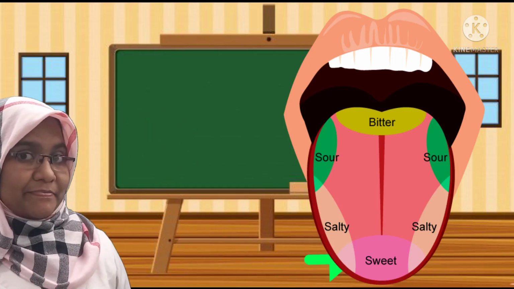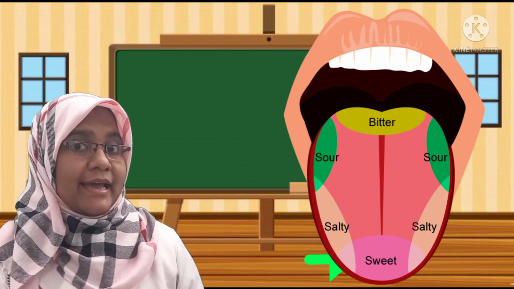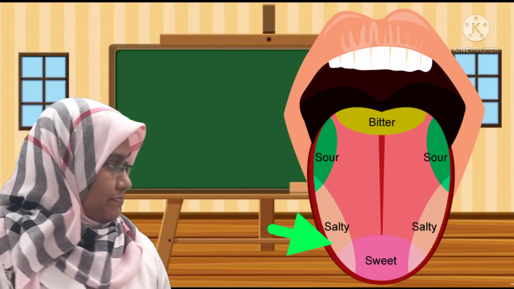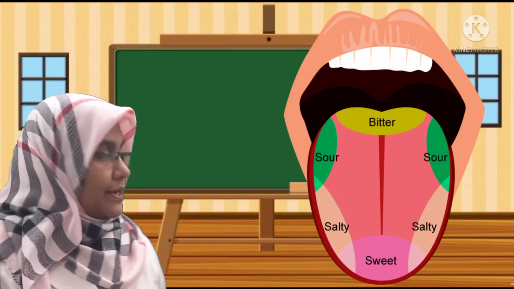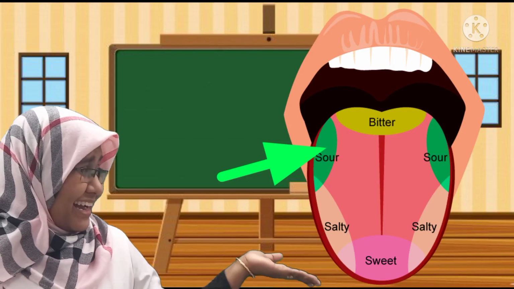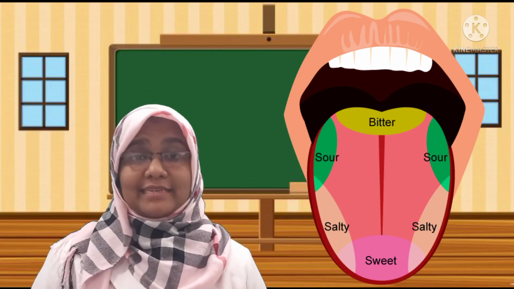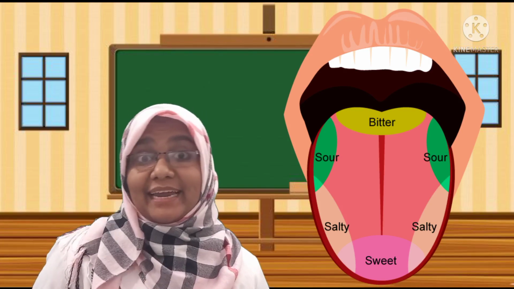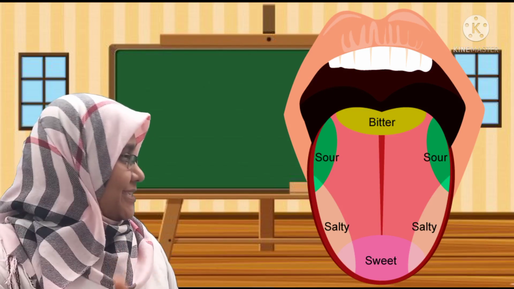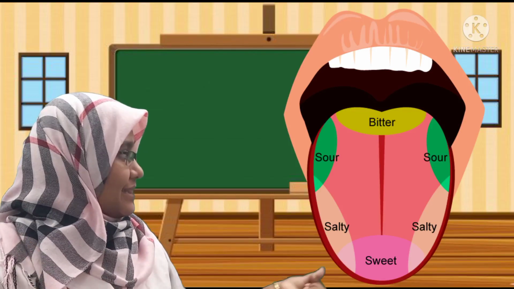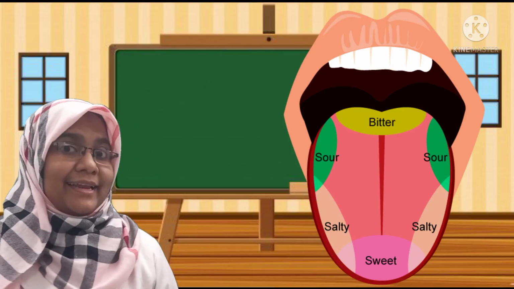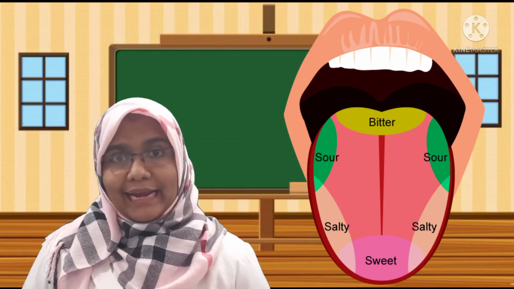After that, the region is sensitive to salt taste. Then behind, sour taste. Then the back portion of our tongue is sensitive for bitter taste. Clear? Once again, listen here. Front portion sweet. Behind that, salt. Then sour. Then the back region is for bitter. Clear? Okay.